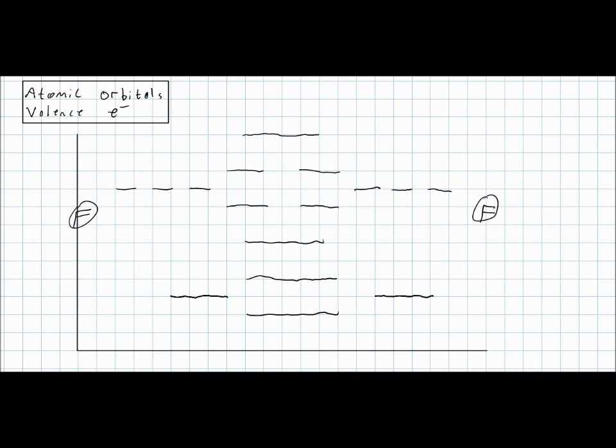Today I'm going to talk mainly about fluorine, and if I have time I might talk about other molecules. But these are homonuclear molecules because it is the same atom, therefore it's homo, and they will form a homonuclear bond.